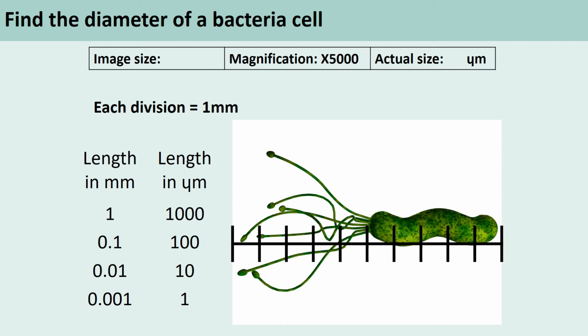Now I'm looking at this, I'm going to do a little bit of a count. So I've got 1, 2, 3. So what am I doing? I'm just finding the diameter of the bacterial cell.